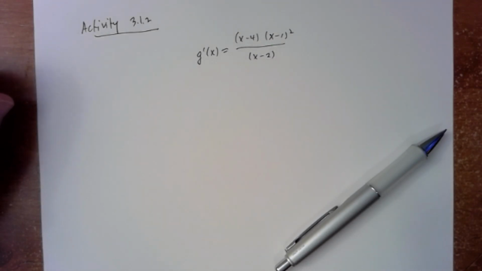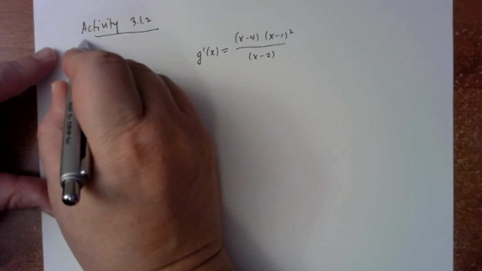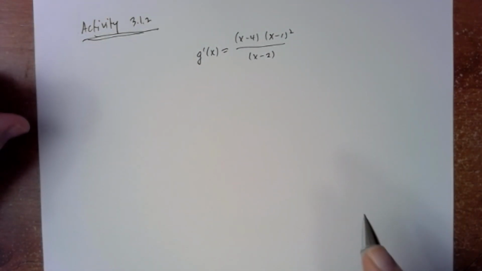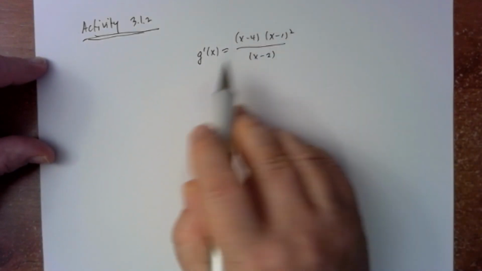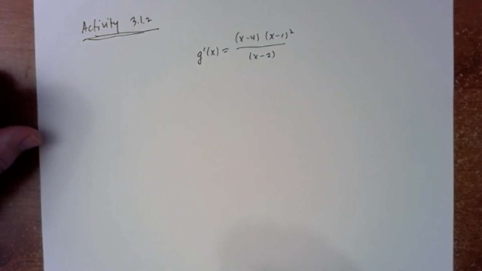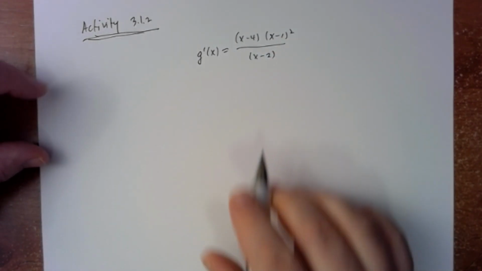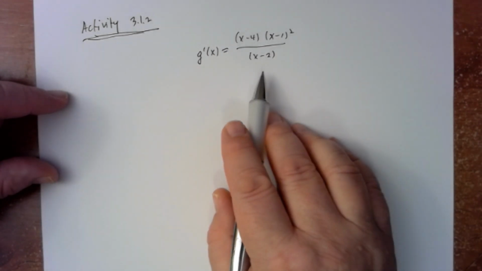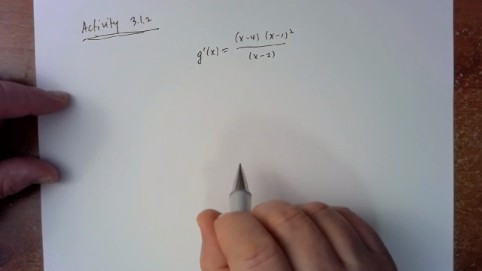Okay, so we're continuing with another example here. This is actually activity 3.1.2. So I'm assuming that g is a function whose derivative looks like that. And so we want to perform our local derivatives test, or our first derivatives test, to see what kinds of local maxes or mins we might have.